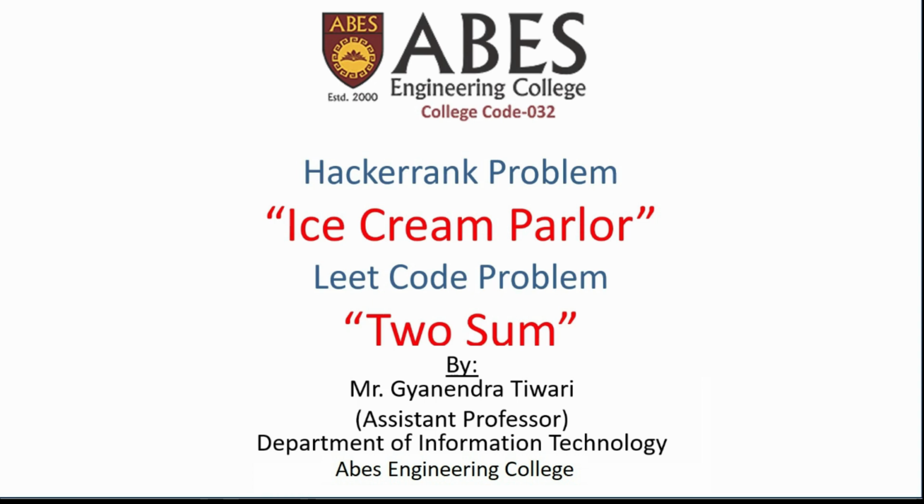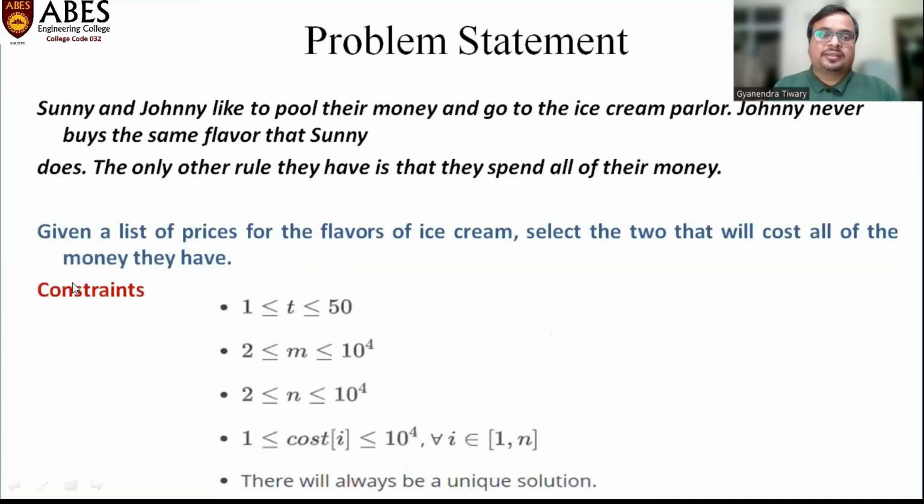Okay, let's try to understand what the problem is saying. It's saying that Sunny and Johnny like to pool their money, and they want to go to some ice cream parlor, and Johnny never buys the same flavor that Sunny does, right? Of course, they want to test all the flavors. So what Sunny buys, Johnny will buy a different flavor, so that they can combine and test both the flavors in the same money. The only other rule they have is that they spend all the money they have. That's what we did when we were kids, right? We don't save money for the future. We spend whatever we have. So that's what Sunny and Johnny will also do.